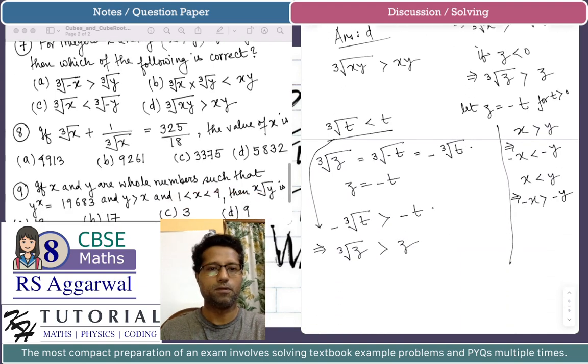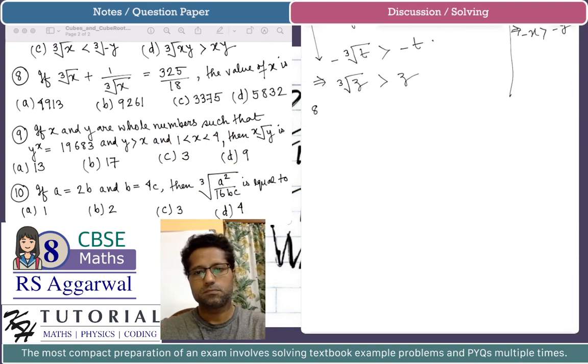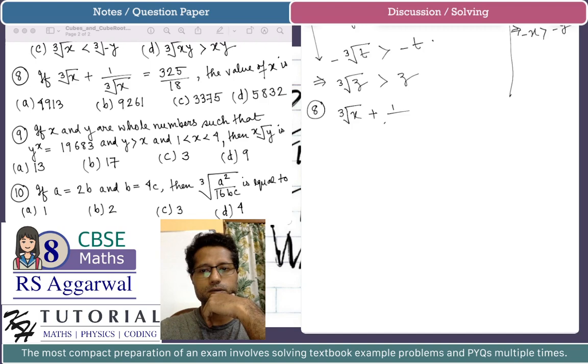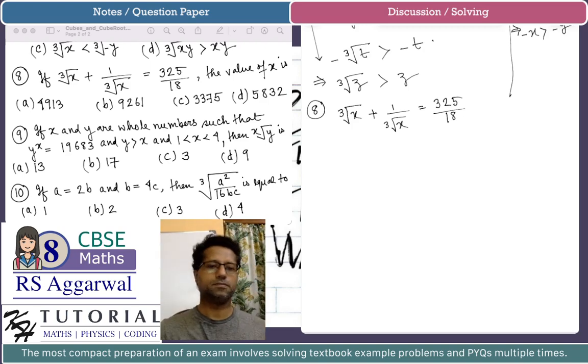Okay, let's do problem number 8. Problem number 8 says that it is given cube root of x plus 1 by cube root of x is equal to 325 by 18, then the value of x is. We have to find the value of x.